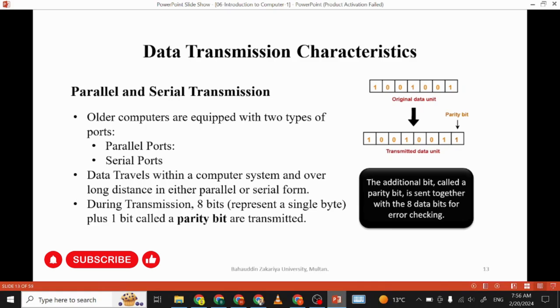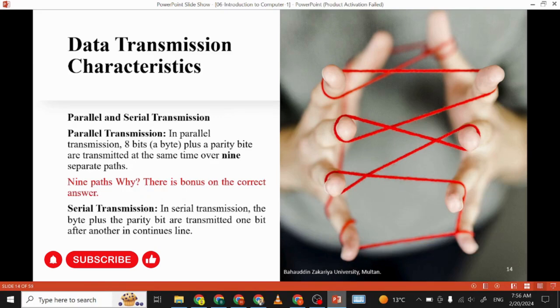Older computers are equipped with two types of ports: parallel ports and serial ports. Data travels within a computer system and over long distances in either parallel or serial form. During transmission, 8 bits represent a single byte, plus 1 additional bit called a parity bit, which is sent together with the 8 data bits for error checking.